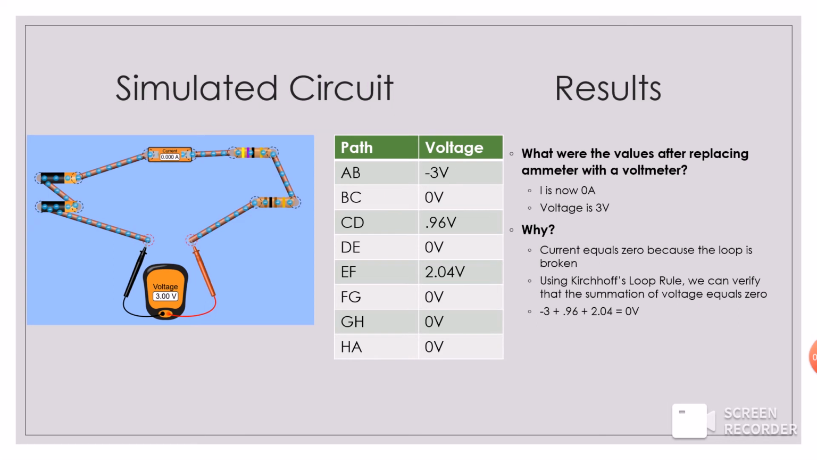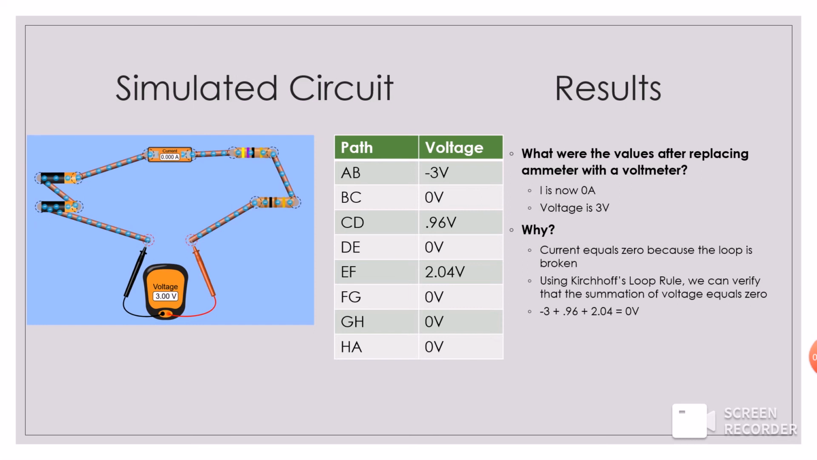Next up, we did a variation of the previous simulated circuit, but this time we replaced one ammeter with a voltmeter. As you can see in the table, we plotted voltage at different points in the circuit, and you can see the listed voltages on the right. Now, what were the values after replacing the ammeter with a voltmeter? Current is now 0 amps, and voltage is now 3 volts.